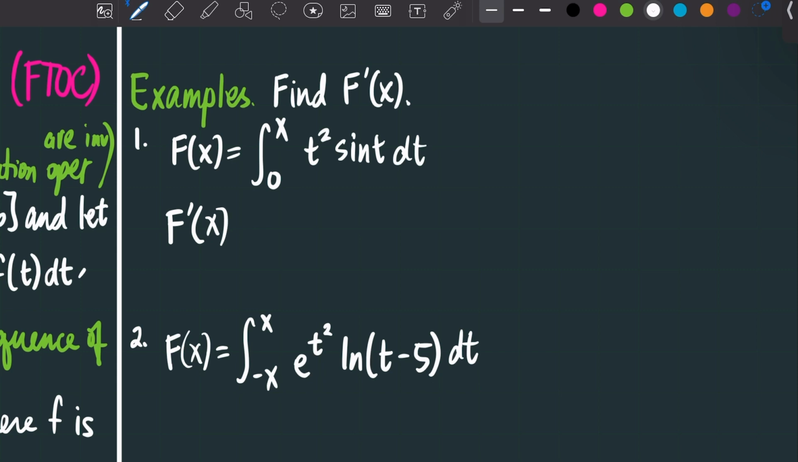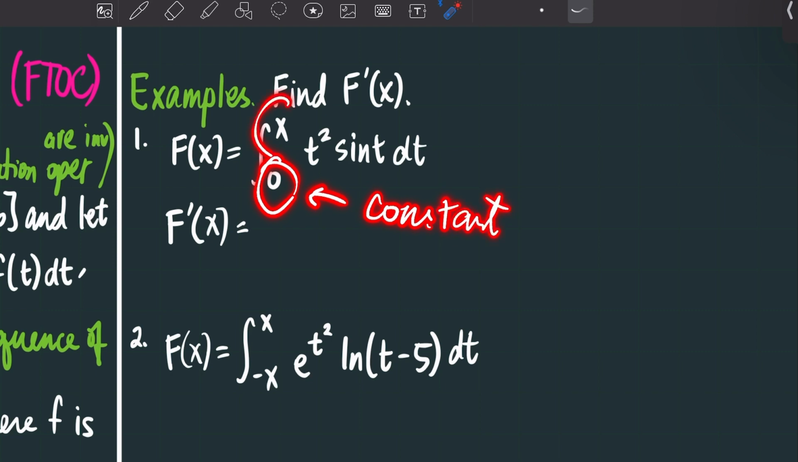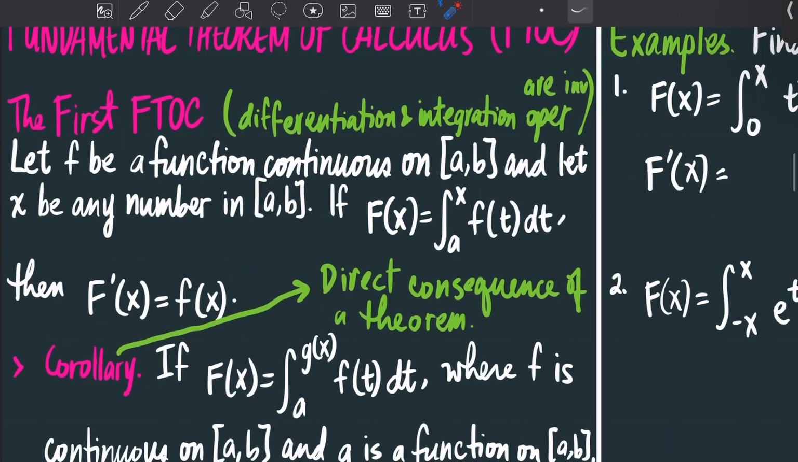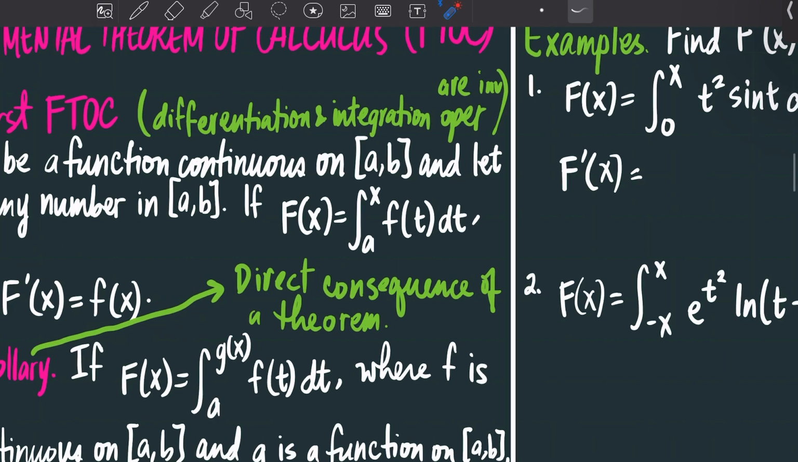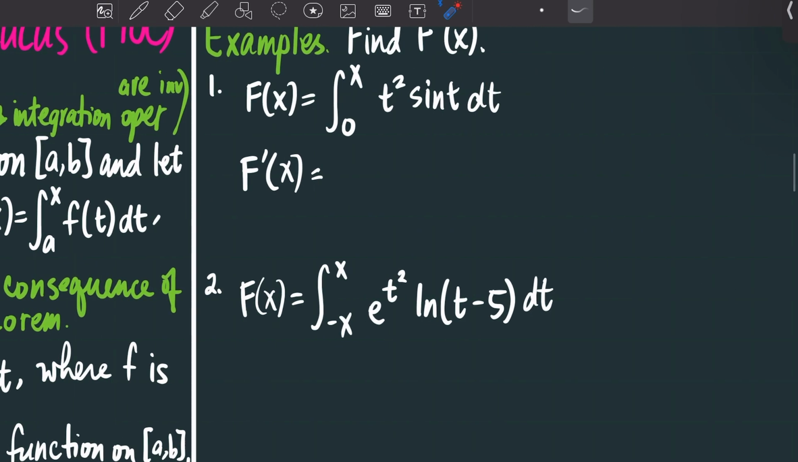So, for the derivative of this, if we look at it, 0 is a constant, and x is just x. So, we can directly use the first fundamental theorem of calculus. So, F prime of x is just f of x. So, we just replace the t squared sine t inside the integral with x. So, the derivative of this is x squared sine of x. So, that's number 1.